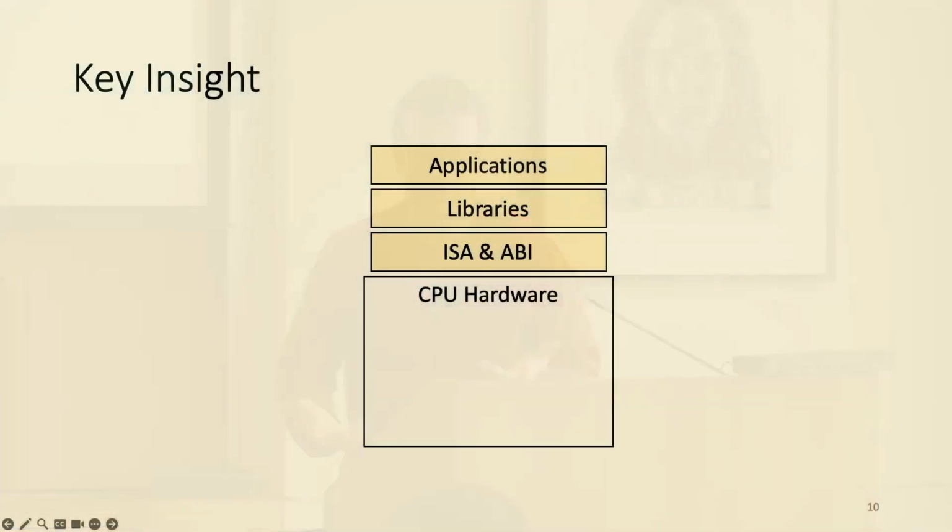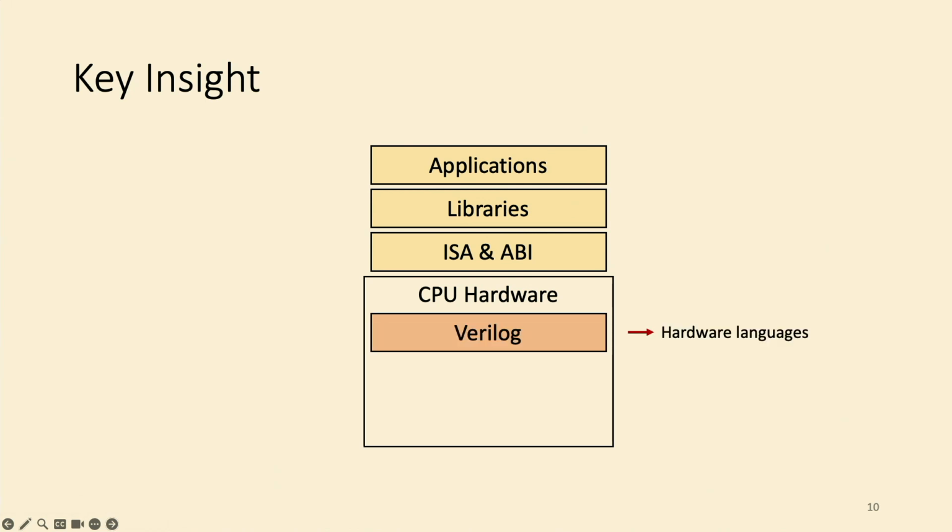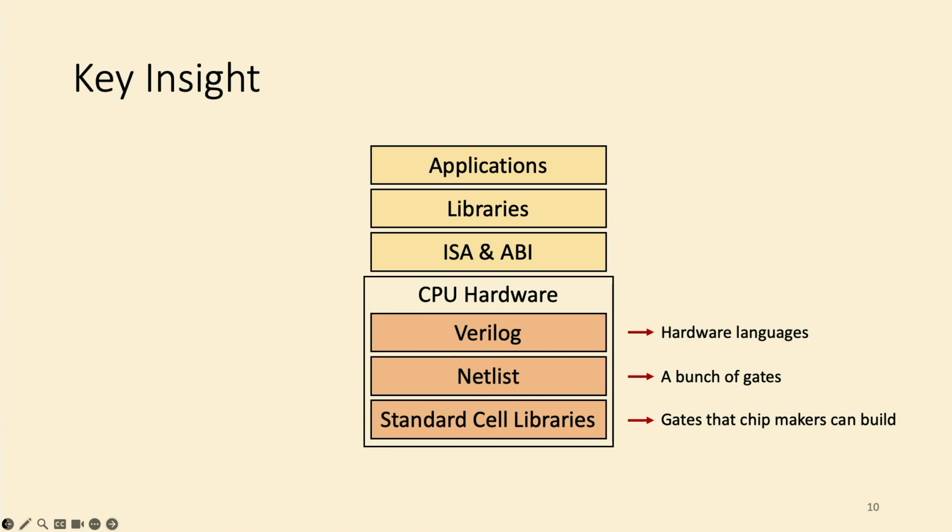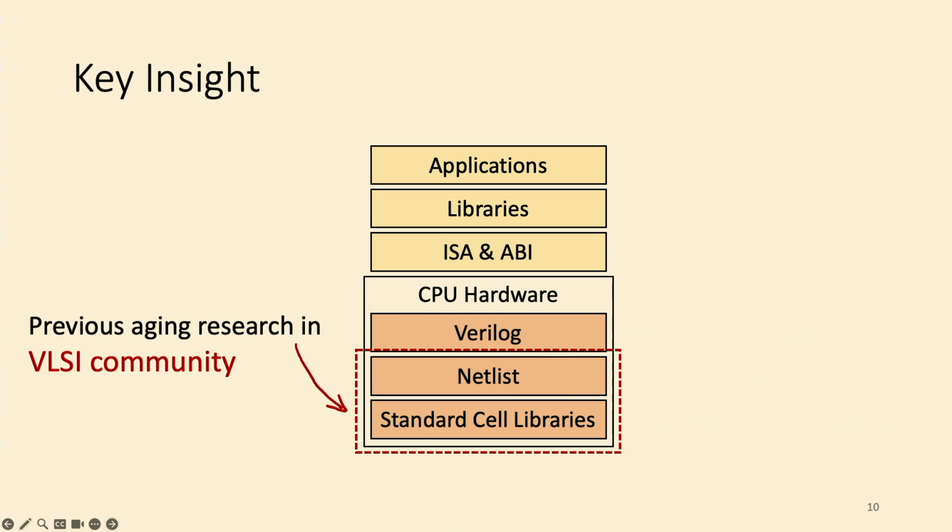So how can we improve this? Well, if you look at this closely, the CPU is not necessarily a total black box, right? So someone writes software like Verilog, and then that gets turned into a netlist, which is a bunch of gates and cells. And then those gates and cells are from a standard library typically, which describes the kinds of elements that the chip maker can produce.